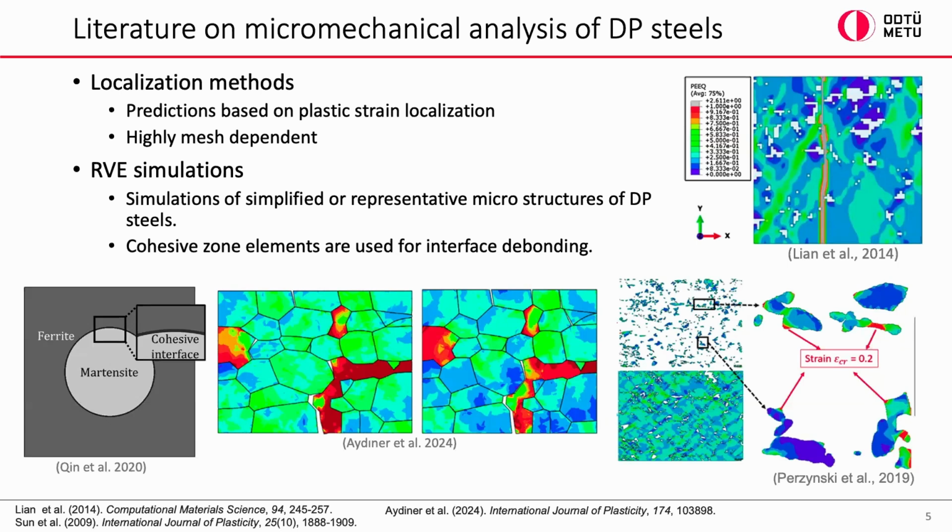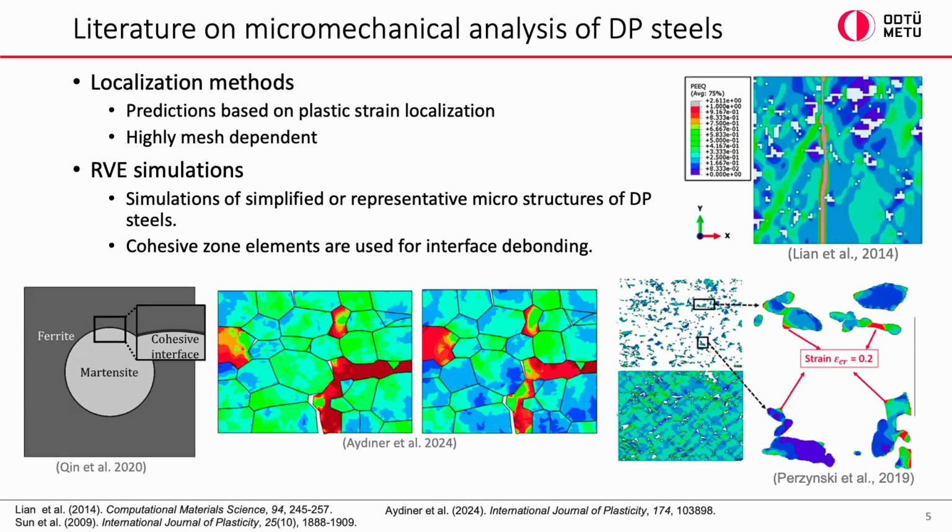Or like in this case, with crystal plasticity and cohesive zone elements from our group, they try to simulate cracking in dual phase steels. The thing is, for the localization methods, what's interesting is that for DP steels, before localization, there is actually damage initiation. So if you base your predictions only on the localization, it wouldn't be so physical.